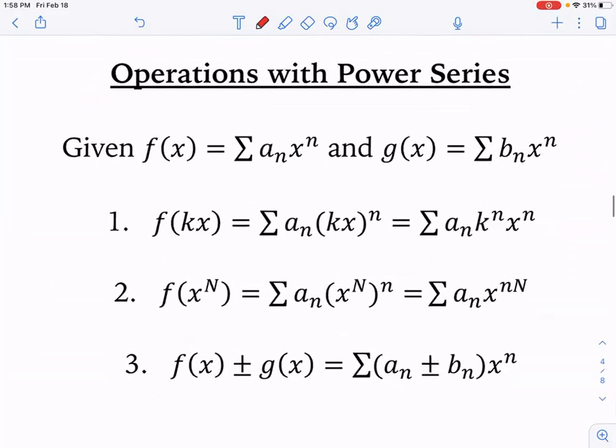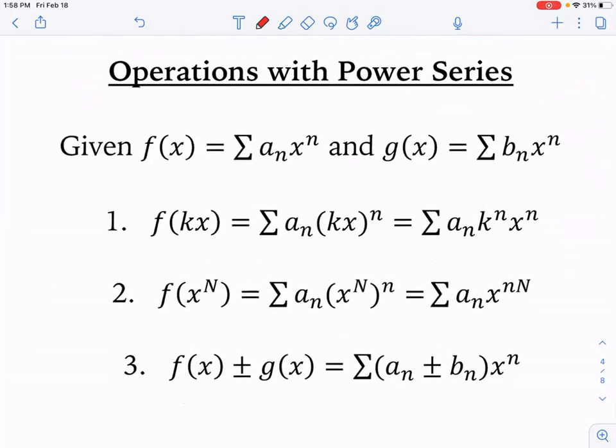Okay. Here are the operations that we can do with power series.